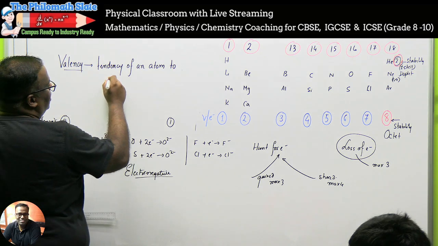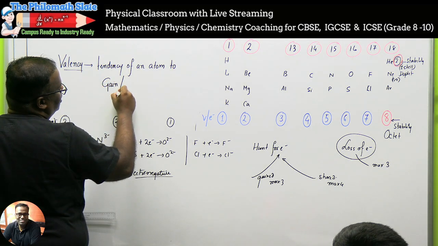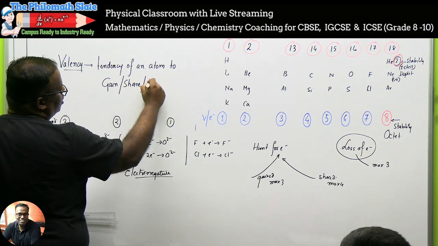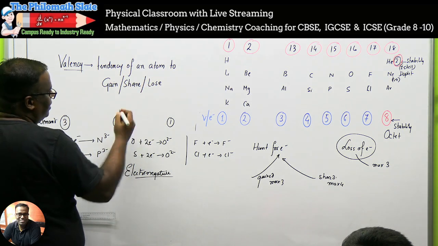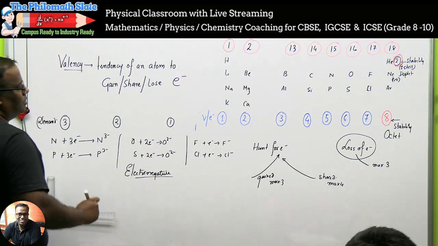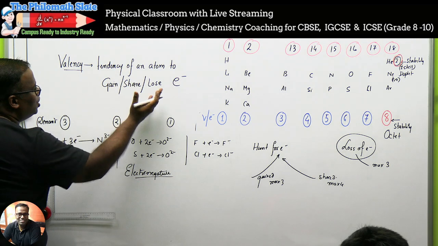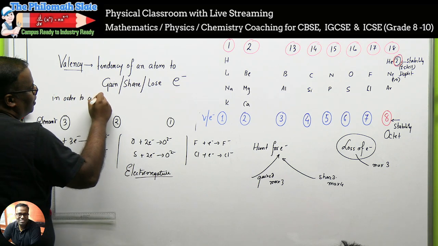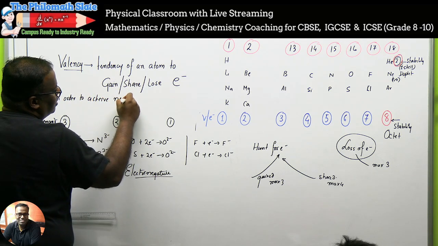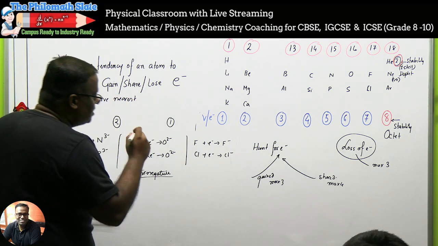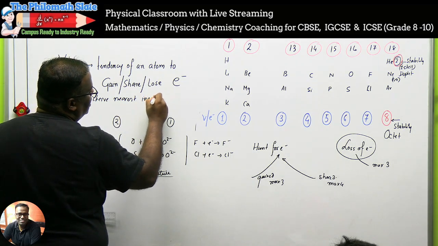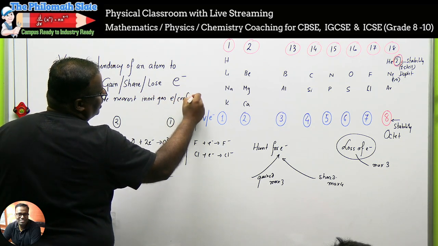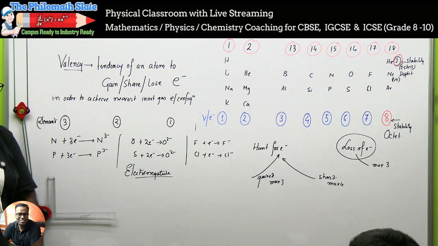There will be three things: gain, share, we haven't talked much about share, we will now. Or lose what? My head? No. Electron. Why are you doing this gain, share, lose? In order to achieve the nearest inert gas electronic configuration. Now wait, you people don't write this, I will throw the scale.